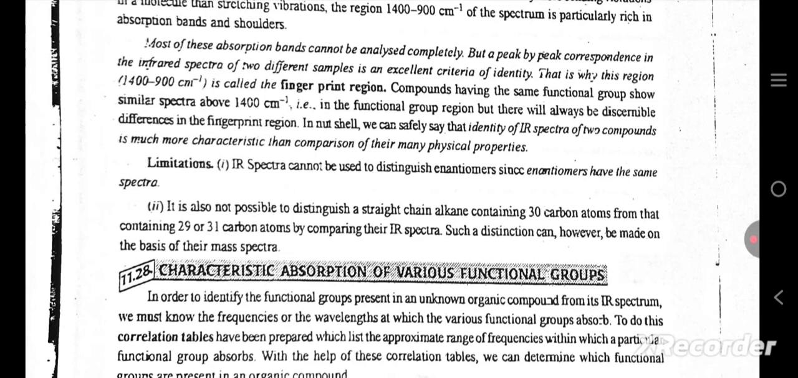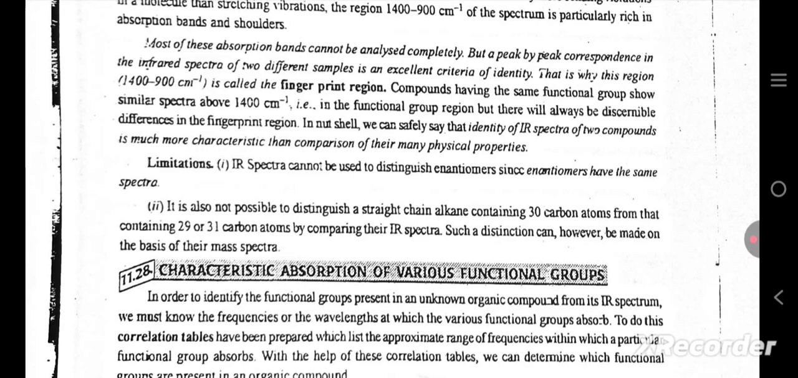Most of these absorption bands cannot be analyzed completely, but a peak-by-peak correspondence in the infrared spectra of two different samples is an excellent criterion of identity. That is why this region is called the fingerprint region. Compounds having the same functional group show differences in the fingerprint region. In a nutshell, we can safely say that identity of IR spectra of two compounds is much more characteristic than comparison of their many physical properties.